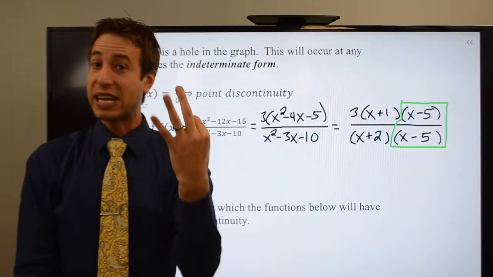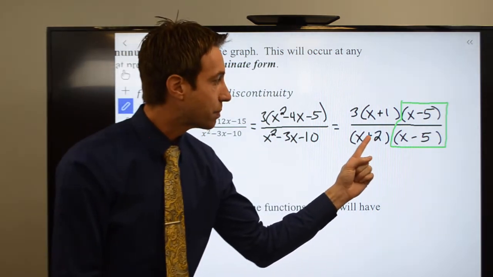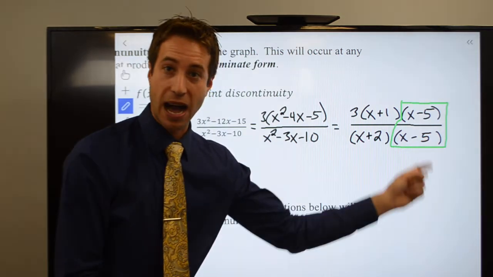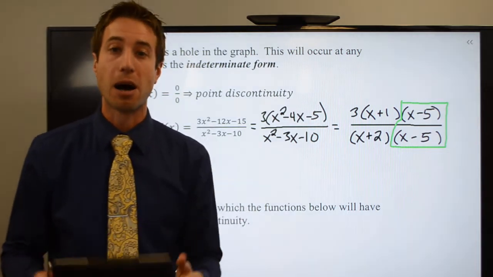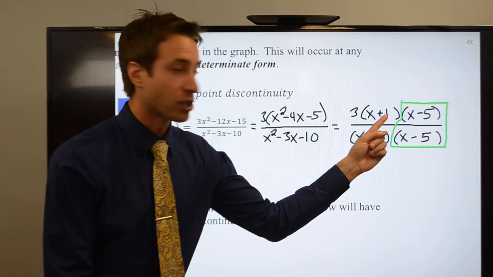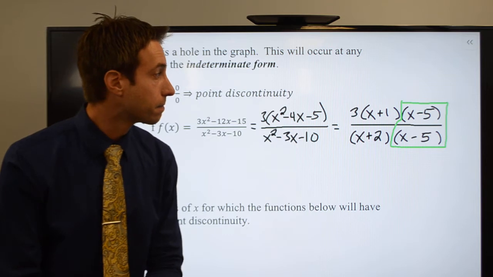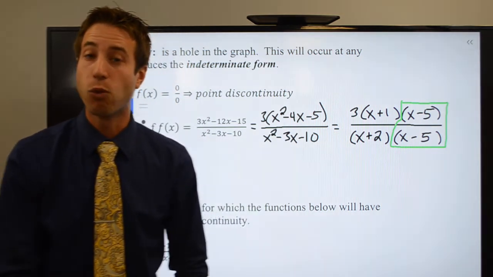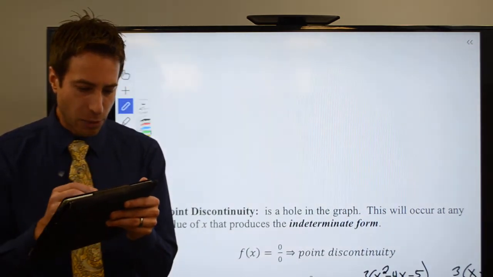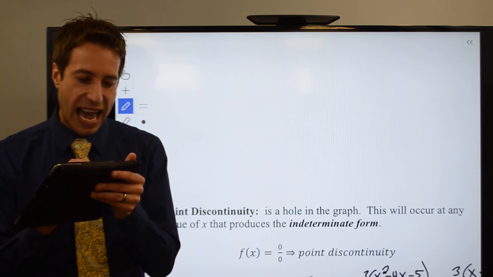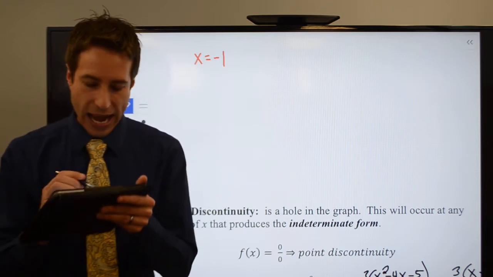I have three different factors. I have an x plus 1, I have an x plus 2, and I have an x minus 5 that shows up twice. Now, how will those factors become zeros? Well, the x plus 1 would be a 0 if I plugged in what? Yeah, x equals -1. So, let's do that. Let me come right up here, do a little bit of work for you guys real quick. If I let x be equal to a -1, here's what happens.